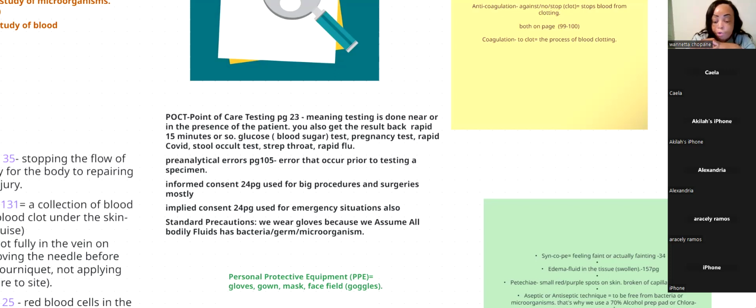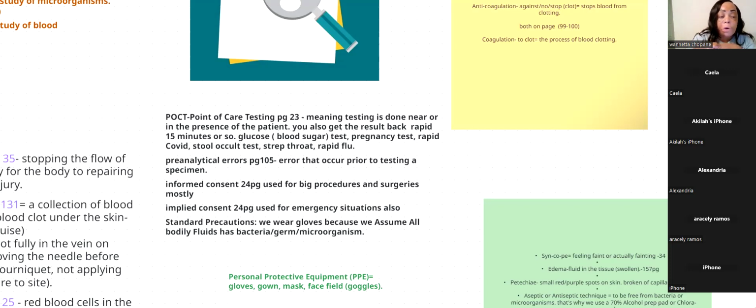Before a specimen is drawn, the phlebotomist must identify the patient by 2 unique identifiers. Most commonly, this means asking the patient to state their name and spell it, and their date of birth. This information must be checked against the patient's wristband in an inpatient facility and against the requisition in an outpatient facility.